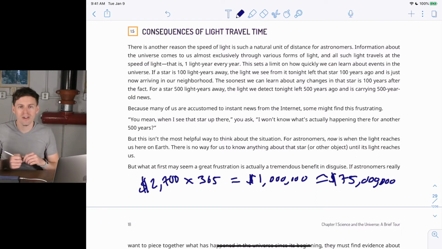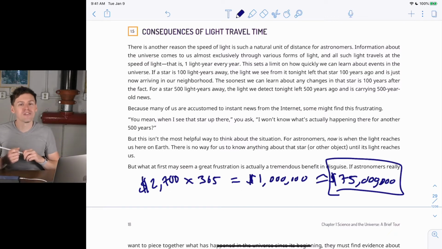If you live to be 95, and you start working when you're 20 maybe, okay, $75 million, that's all you need. There's your goal. Just try to earn $75 million. You could live the best day of your life for the rest of your life.